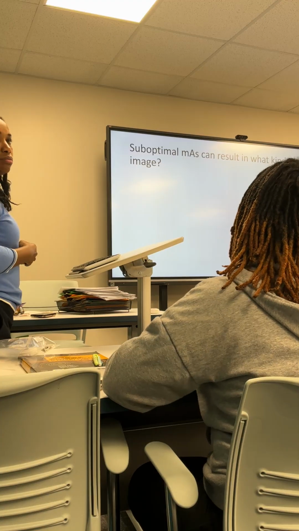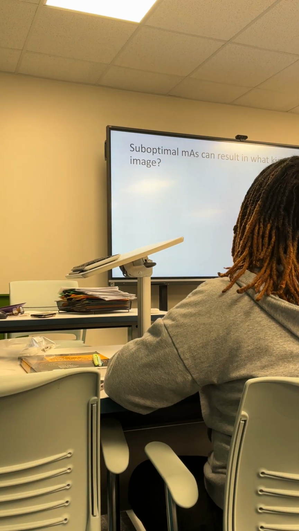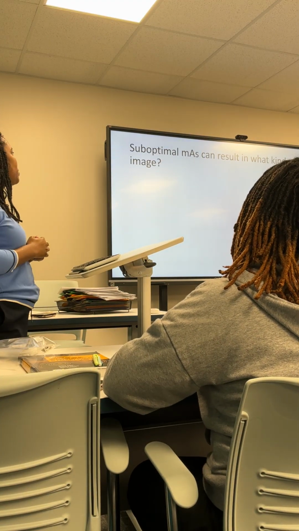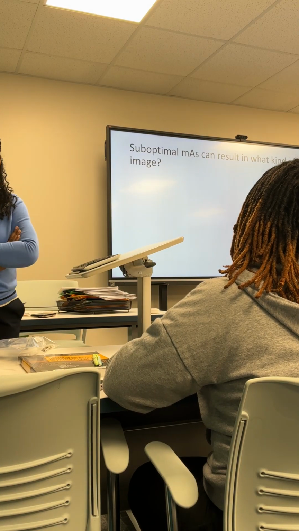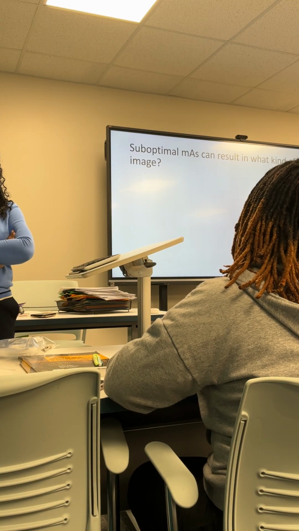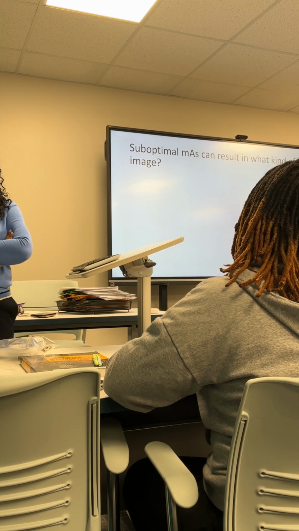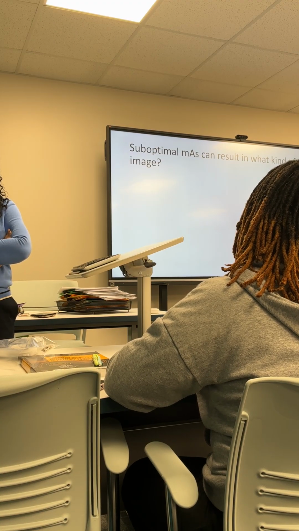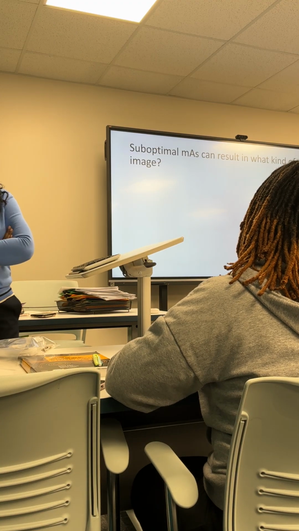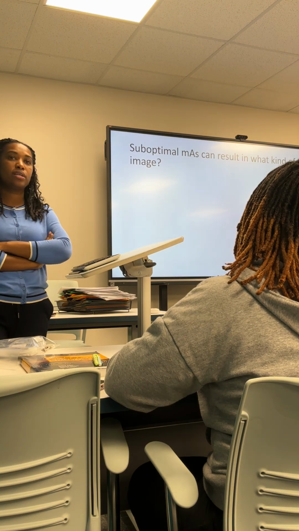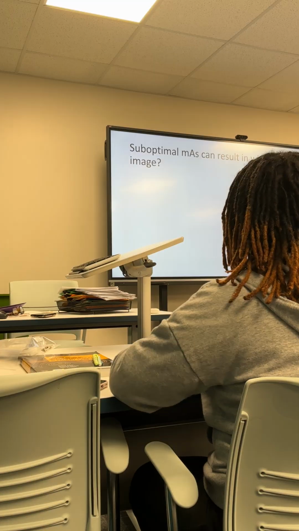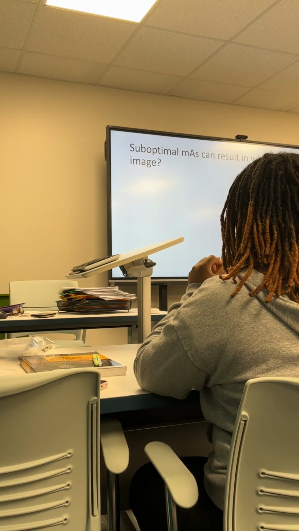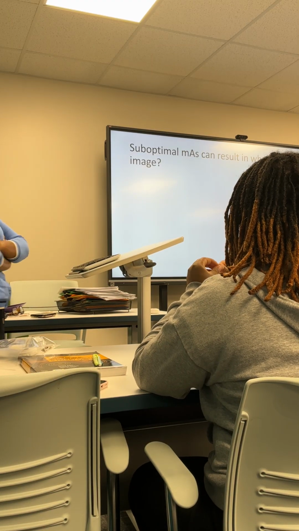APR. Suboptimal MAs can result in what kind of image? Noisy. Everybody agree? Scatter, that's what scatter is, right? What are other names for scatter and noise? Quantum mottle. Good. And quantum means a number, right? And mottle means grainy. So, yeah.